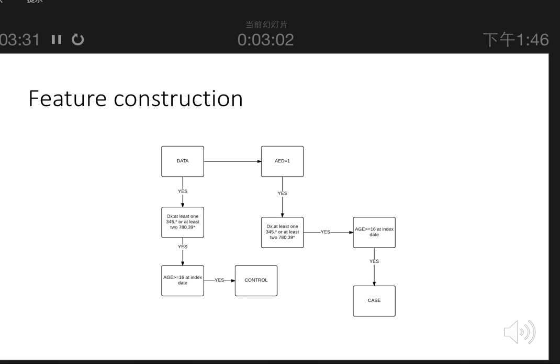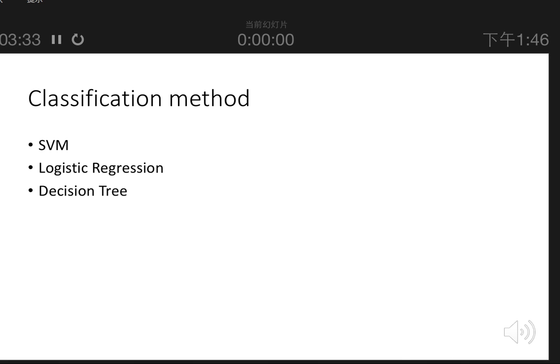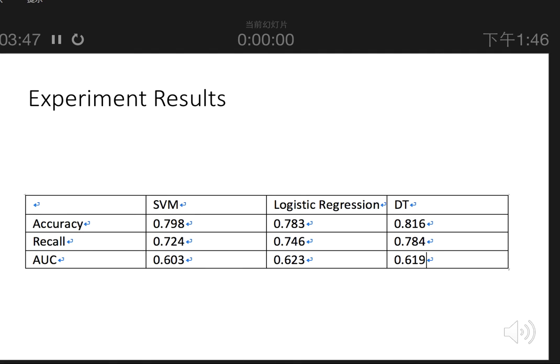After we get the features, we can apply classifiers on them to make predictions. Here we use 3 classifiers: SVM, logistic regression, and decision tree. And here are the experimental results.